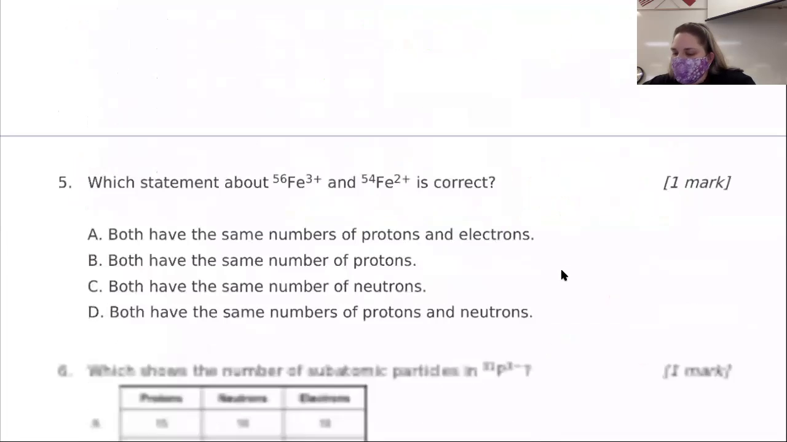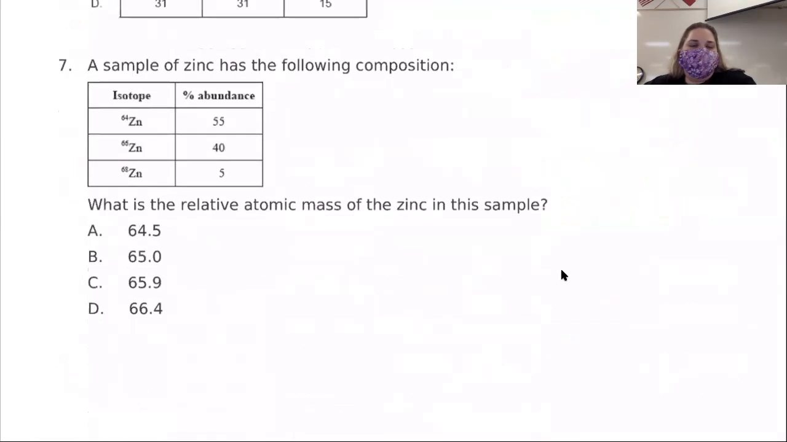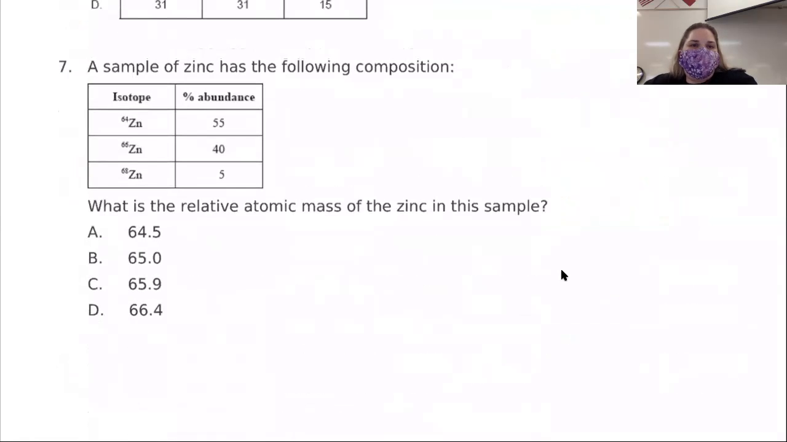Let's look at, okay, so number 7. This is also another one that has relative atomic mass. So it says a sample of zinc has the following composition. So there's 3 isotopes. Here are their masses, 64, 66 and 68. And here are their percentages. And then it wants us to do the relative atomic mass.